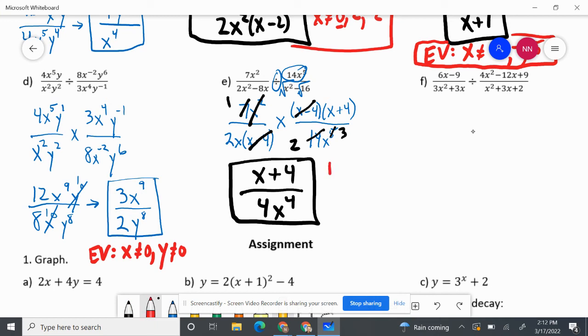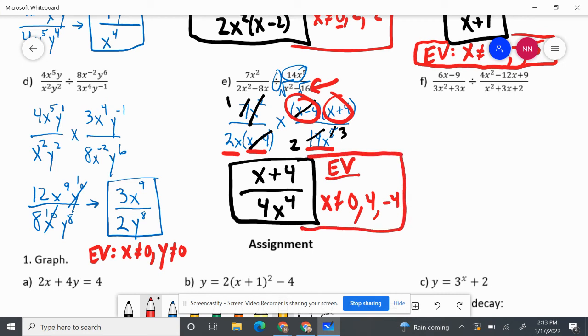For the excluded values, it's what gives us 0 in the denominator. So x cannot equal 0 for the first one, 4 for the second one, 0. But remember, these were in the denominator, so we also have to check those. That would be a positive 4. That would be a negative 4.